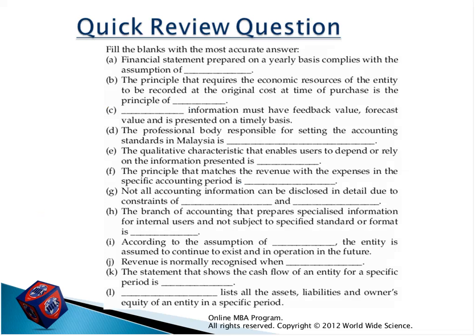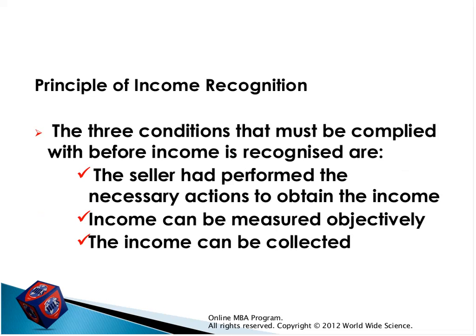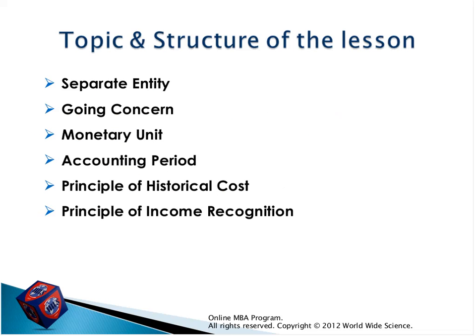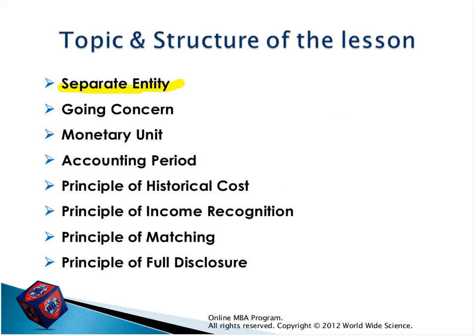Okay, that's all for concepts. You should remember we have 8 kinds of concepts. I want to show you the first page. First one, separate entity: the business budget and family budget are separate, right? Next one, going concern: you are not closing your company, you will continue your business in the future. You won't liquidate your company. All the statements and accounts would be continued in the future period, in the next year.